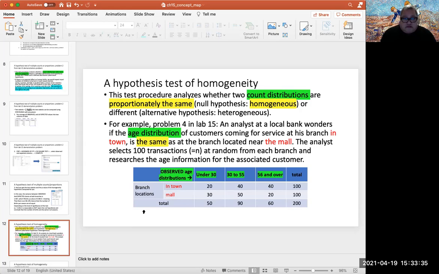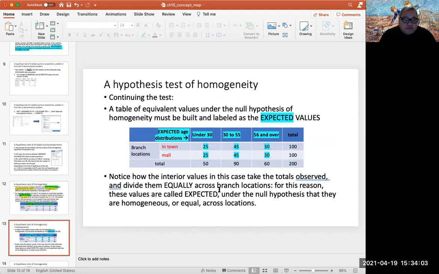And that is why this is called a test of homogeneity, because in homogeneity, the word homogeneous means one type. And therefore, we're asserting with a null hypothesis that there's no age difference between the customers who go, say, to the location in town versus the location near a mall. So by using the observed counts that are given to you in the problem, we can then apply the null hypothesis of equivalent values.